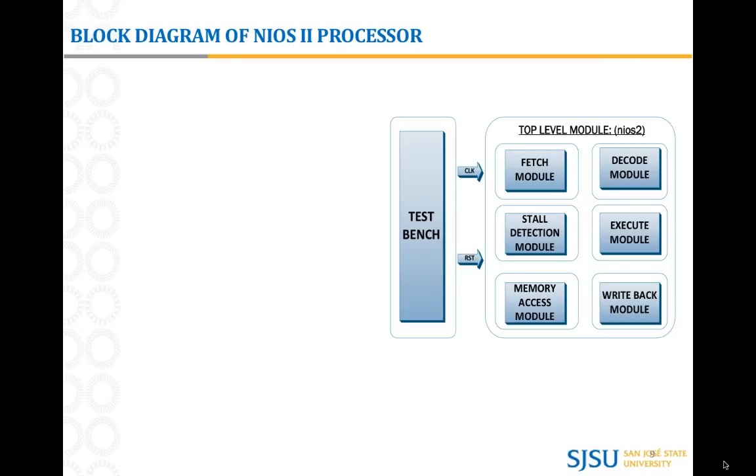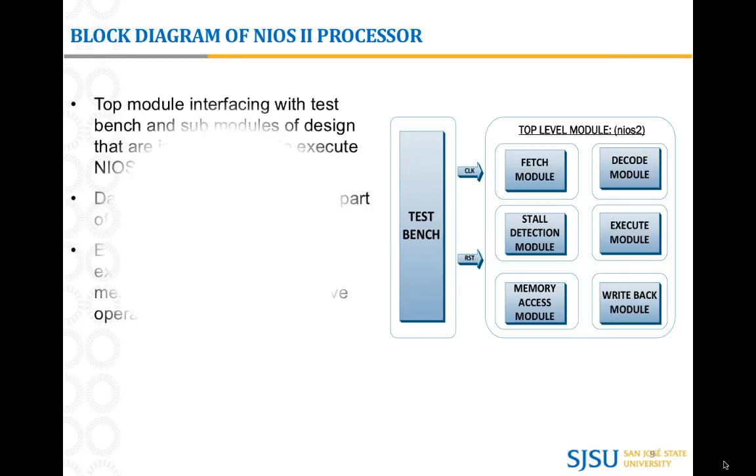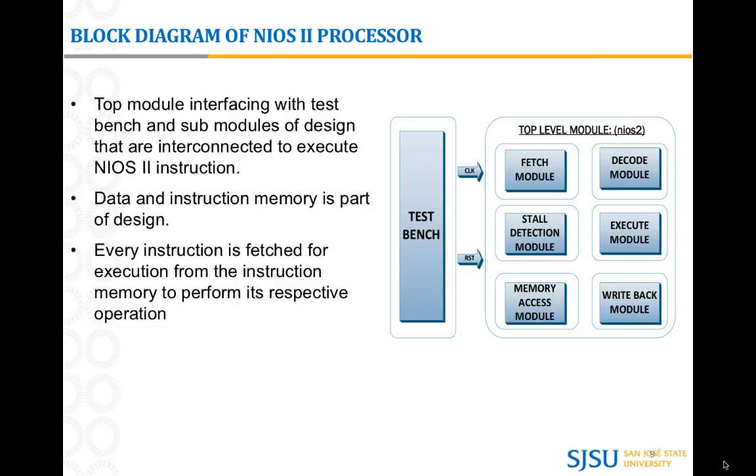Going into the block diagram of the NEOS2 processor, it consists of a test bench and the top level module. The top level module, as I discussed, consists of fetch module, stall detection module, memory access module, write back module, execute module, and decode module. The top module interfaces with the test bench and the sub modules of the design that are interconnected to execute NEOS2 instructions. Data and instruction memory is a part of the design. Every instruction is fetched for execution from the instruction memory to perform its respective operation.